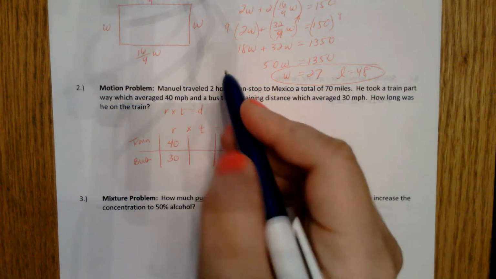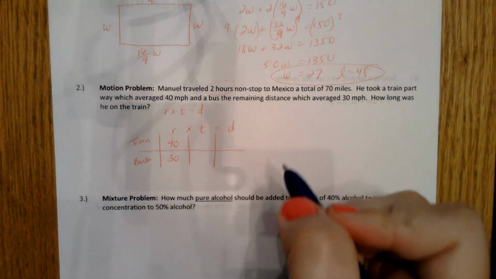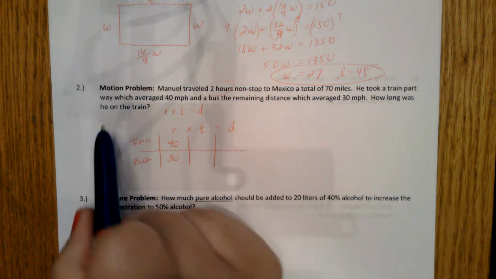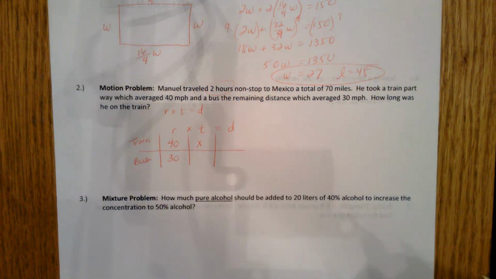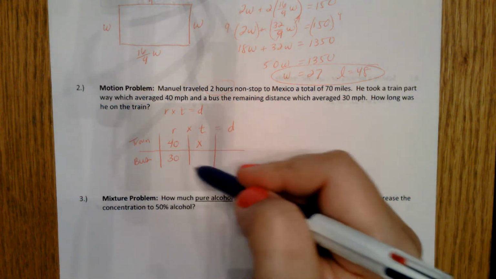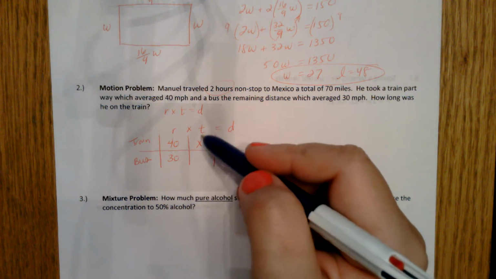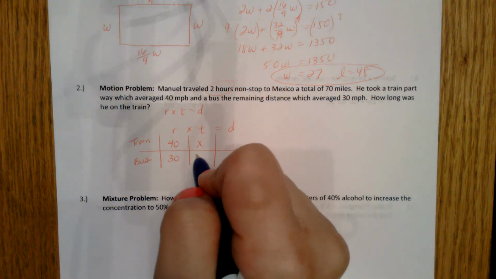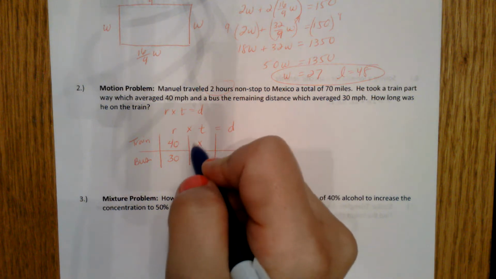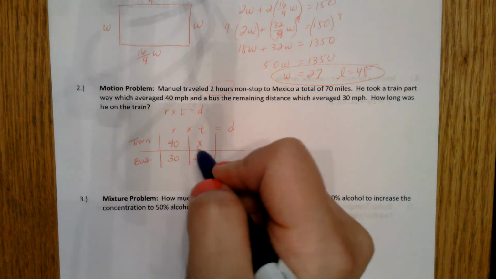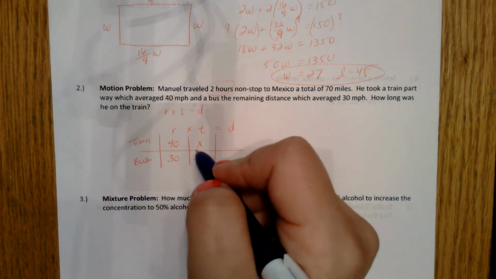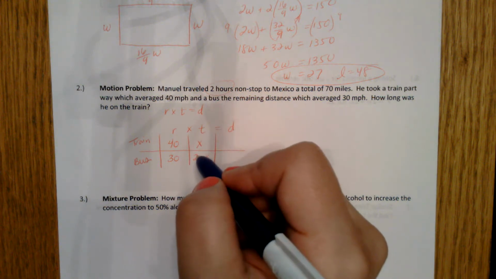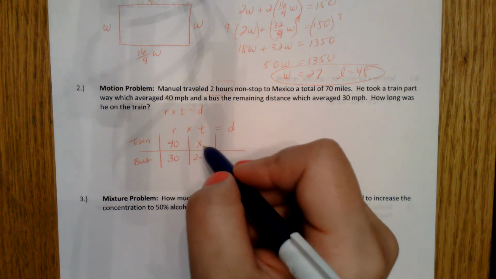Now, we know that he traveled a total of 2 hours. So we can call one of these X. And since we're trying to find how long he was on the train, let's call that X. The other would be, again, these two together need to make 2 hours. So I would need to call this 2 minus X. So maybe he was on here for half an hour or a tenth of an hour. We don't know, or maybe 1 hour. That's where I would get this. So I take the total 2 hours minus how much he was on the train.